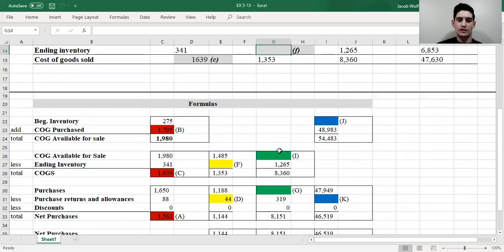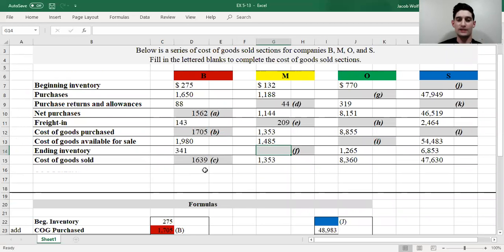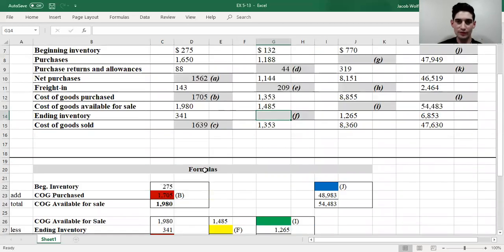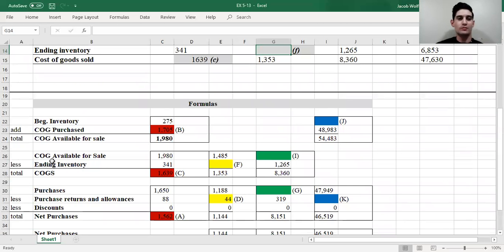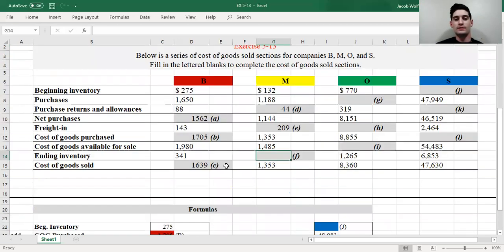And for F, we're going to find ending inventory. Our ending inventory can be found by taking cost of goods available for sale and finding the difference with the cost of goods sold. I took those two values again. We have the cost of goods sold from our last problem, which is 1,353. And our cost of goods available for sale is a value that we were given.